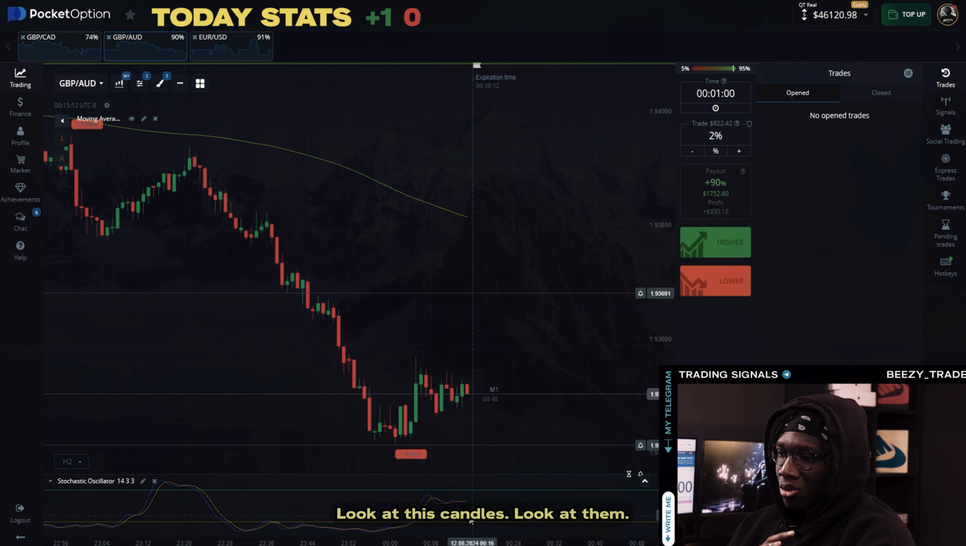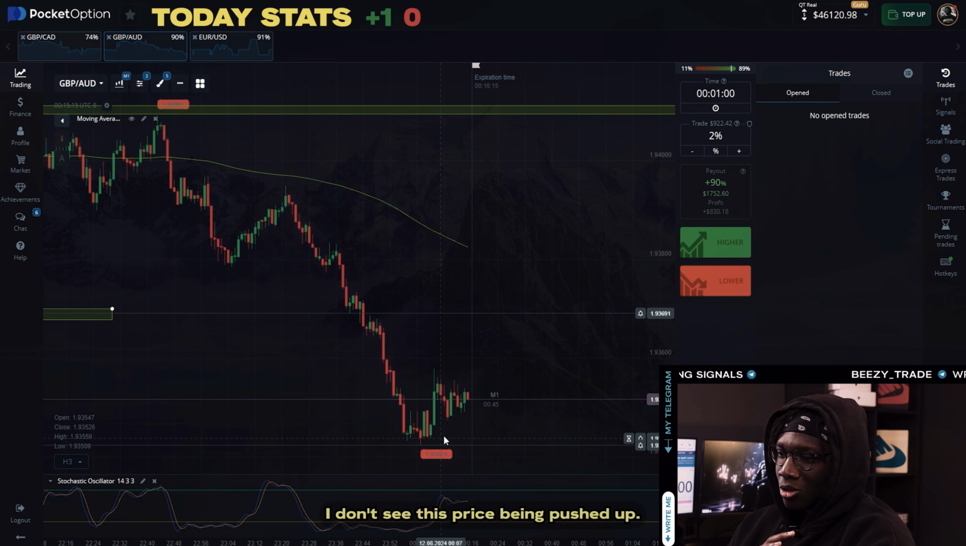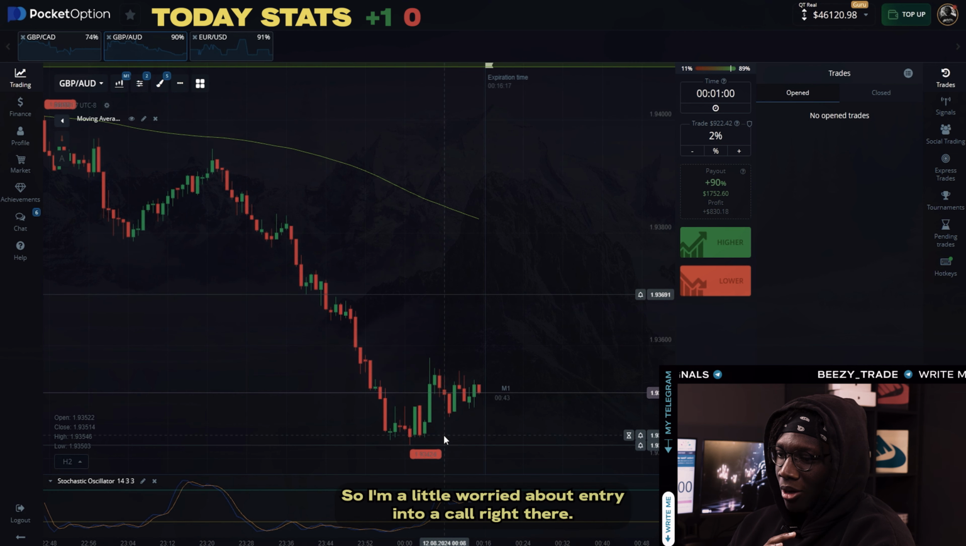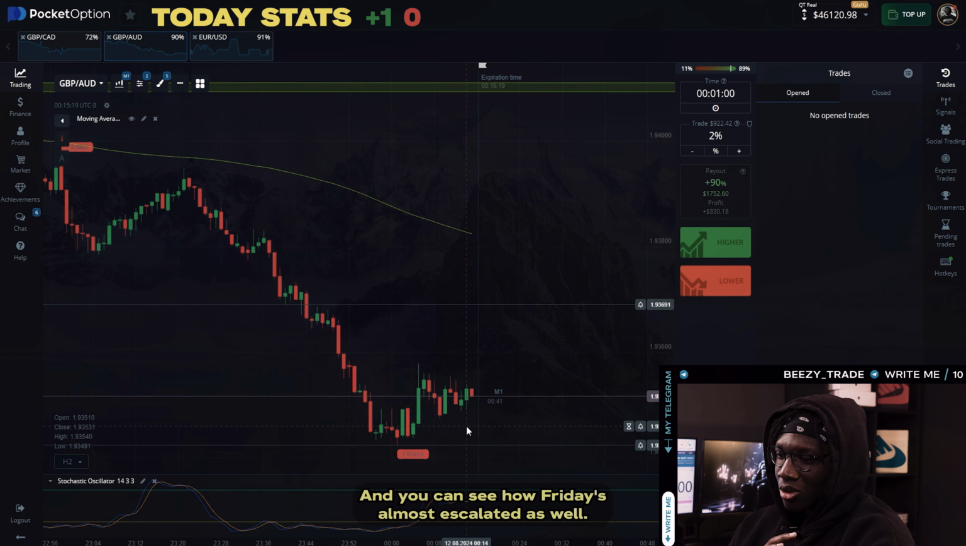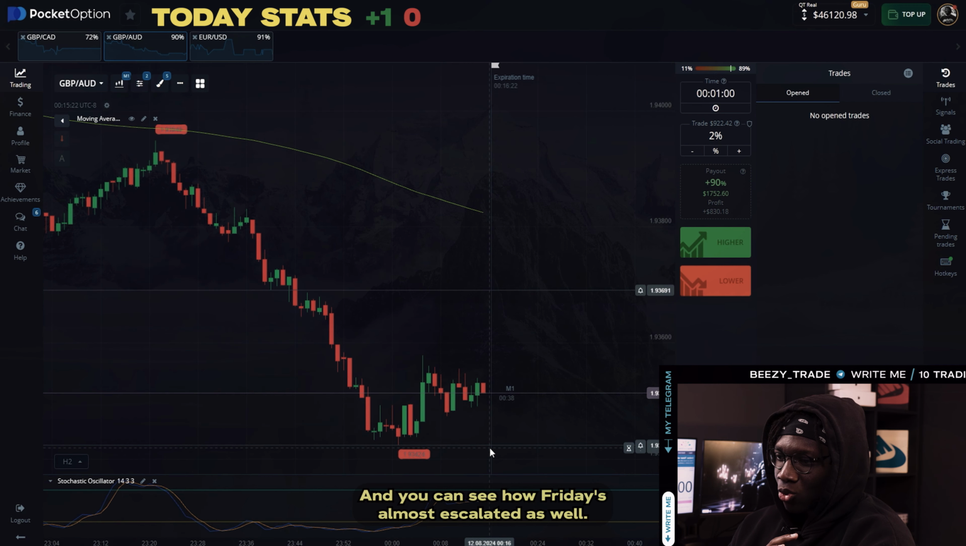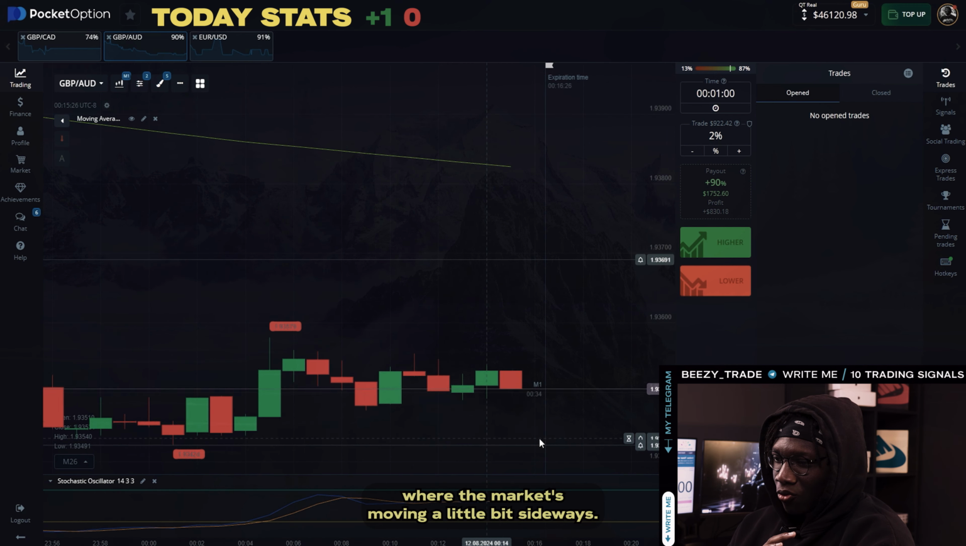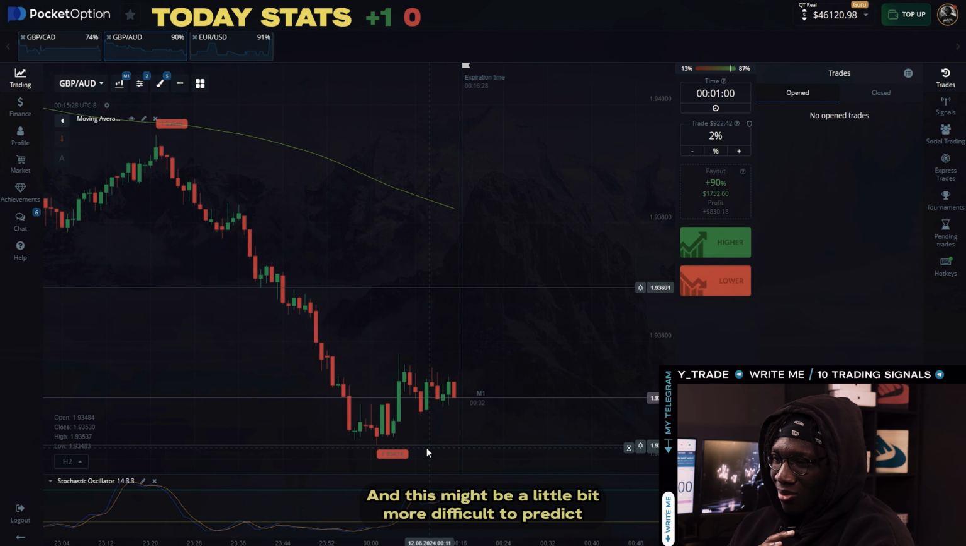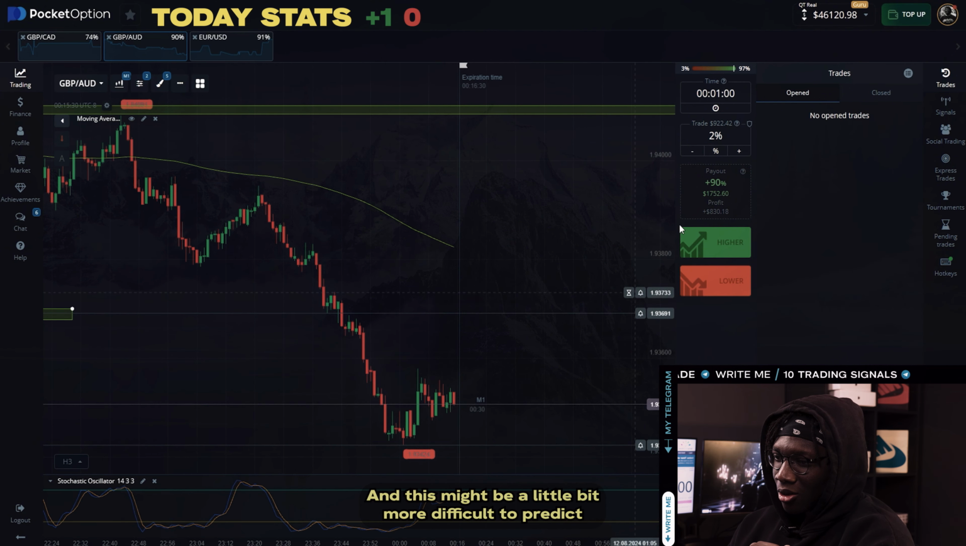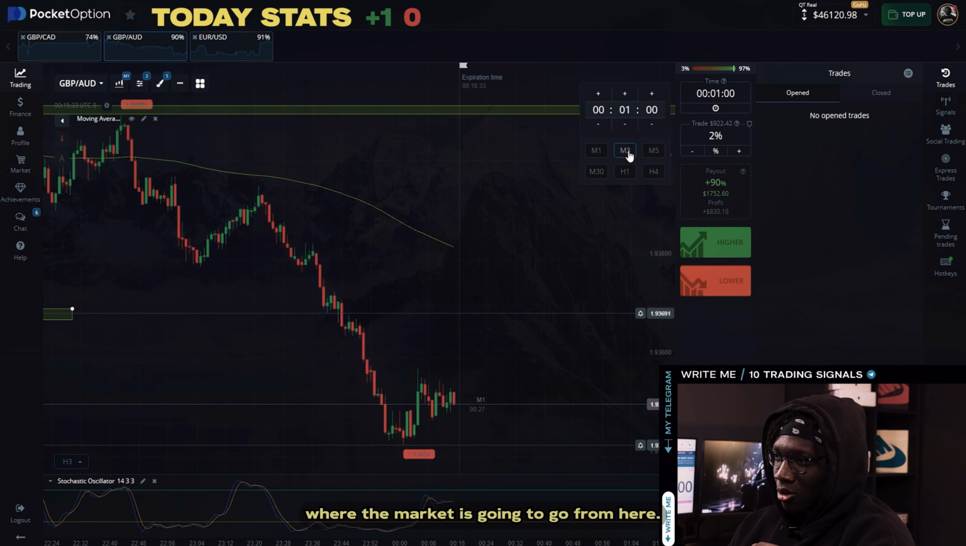Look at these candles. Look at them. I don't see this price being pushed up, so I'm a little worried about entering into a call right there. And you can see how flat it is on my stochastic oscillator as well. So we're thinking this might be a situation where the market is moving a little bit sideways, and this might be a little bit more difficult to predict where the market is going to go from here.